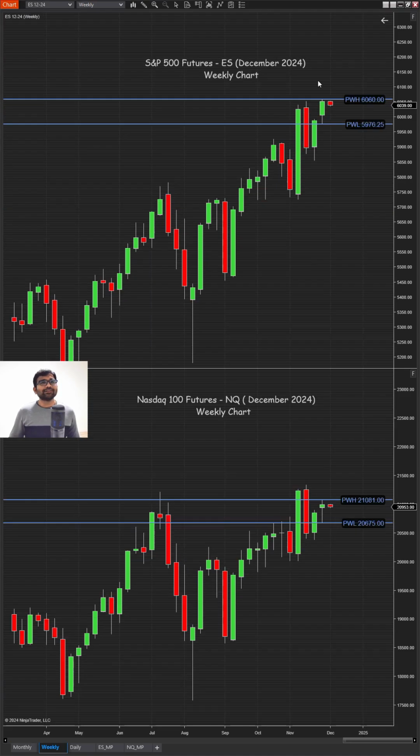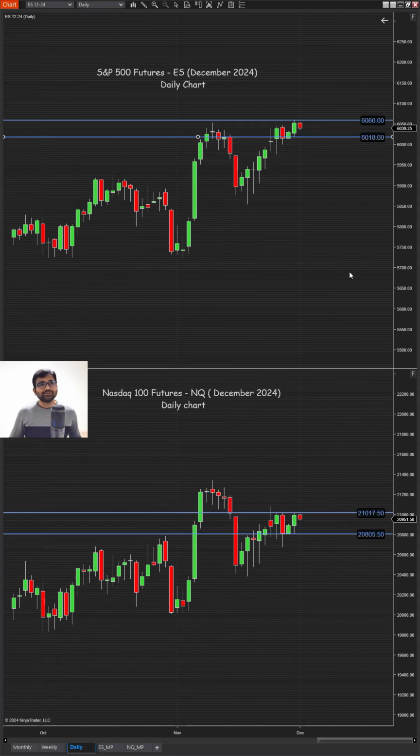This is a weekly chart and the trend has been similar to the monthly chart, where the trend has been up, and now for next week these are the two main weekly levels to keep an eye out for. In between these two weekly levels, it will be choppy or sideways price action. Above prior week's high, it will be bullish. Below prior week's low, it would be bearish. And these are the two main levels for the Nasdaq 100 futures.